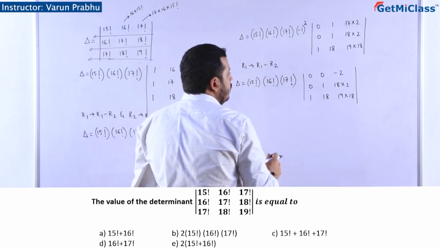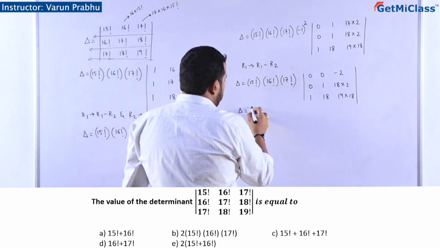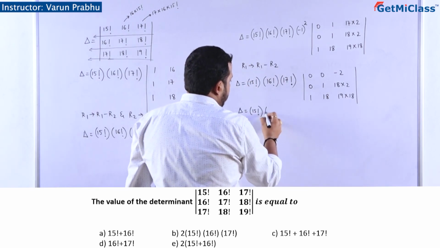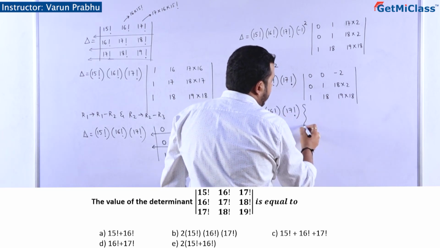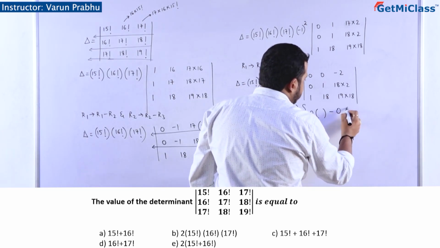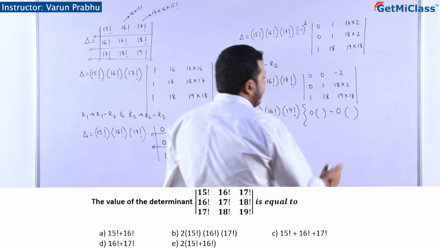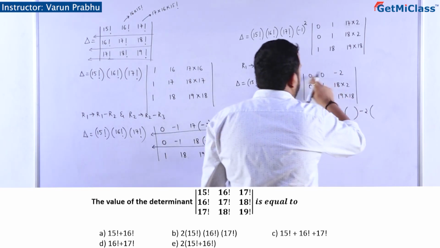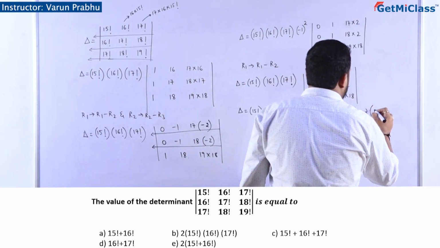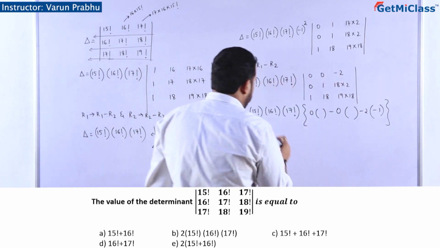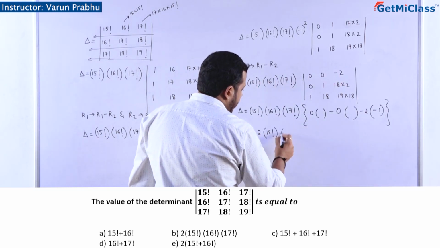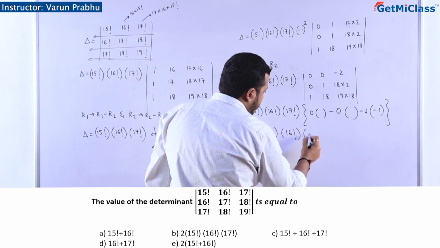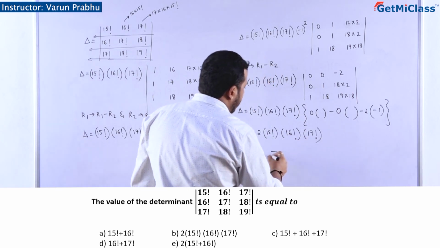After this what we can do is expand along row number 1. So 15 factorial into 16 factorial into 17 factorial into 0 multiplied by anything is 0, minus 0 multiplied by anything is 0, minus 2 into, leave the row and column, so it is 0 minus 1. So the answer to the question will be 2 times 15 factorial into 16 factorial into 17 factorial.